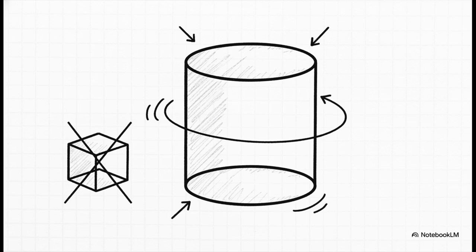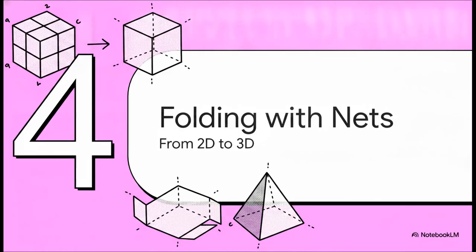A cylinder is absolutely a curved solid. Sure, it does have two parallel bases, kind of like a prism, but those bases are circles, not polygons. And the side connecting them? It's just a smooth, continuous curve. Because it completely lacks those distinct flat polygonal faces and straight edges, there's just no way it can join the polyhedron club. All right, let's jump into section 4, folding shapes using nets.